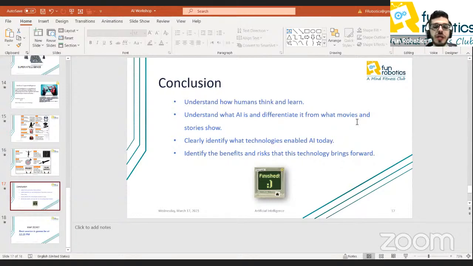And then we went on to identify what technologies enabled AI today. For example, a self-driving car, the virtual assistant Siri, GPS systems that will actually talk back to you, and so on. And then we also identified the benefits and risks of this technology. For example, the advantages of an AI would be that it makes us do things faster. For example, in a company that produces cars, we can have an AI that makes it easier for us to drive, for example, a self-driving car. So it is much easier for us to use rather than us driving the car manually. That's one benefit of an AI.